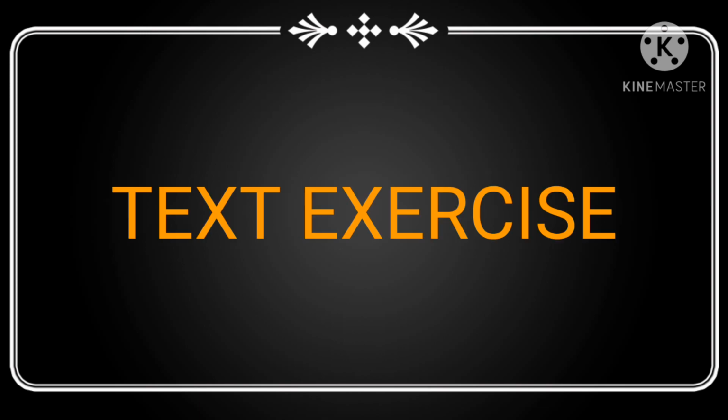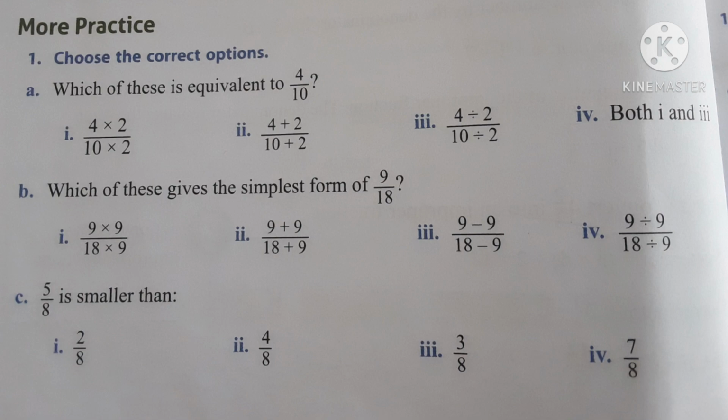Now let us do some text exercises. Choose the correct option. Which of these is equivalent to 4 by 10? 4 into 2 by 10 into 2, 4 plus 2 by 10 plus 2, 4 divided by 2 by 10 divided by 2, both 1 and 3.